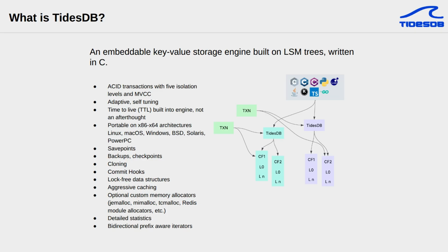TidesDB is a C library, right? But it can be accessed through a variety of different FFI libraries. So essentially, if you create a database in one library, the C library, you can open those database files through any other library and even other systems, right? All the database files are completely portable, and the system is multi-platform, right? So working on all different architectures and platforms.